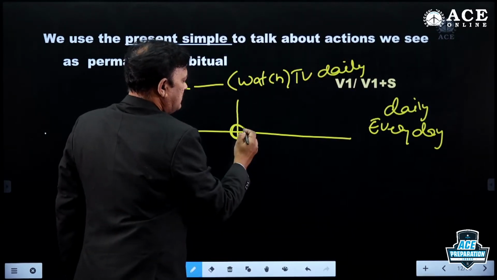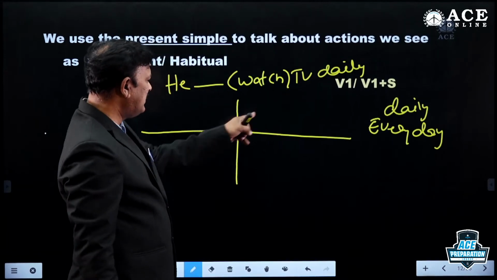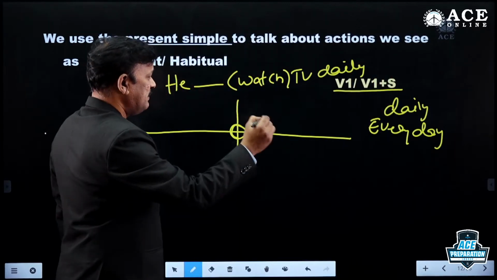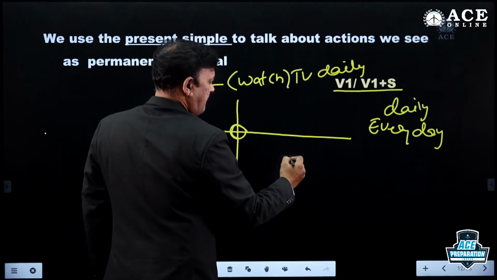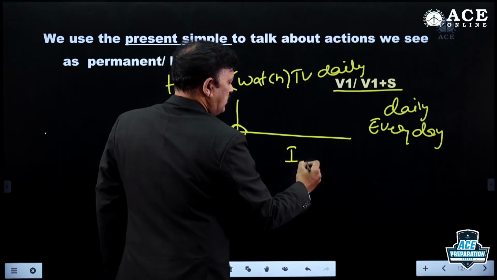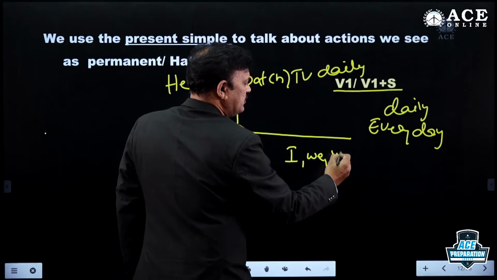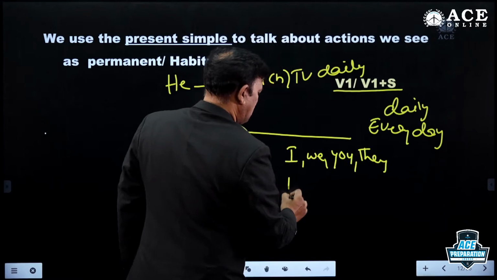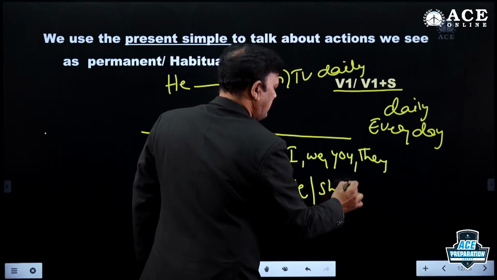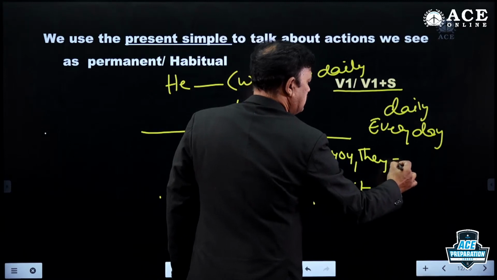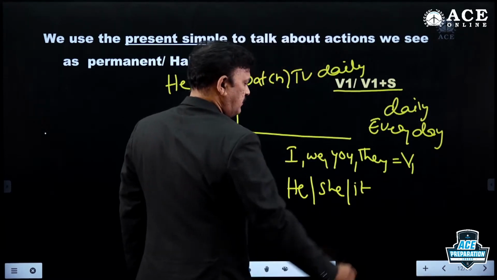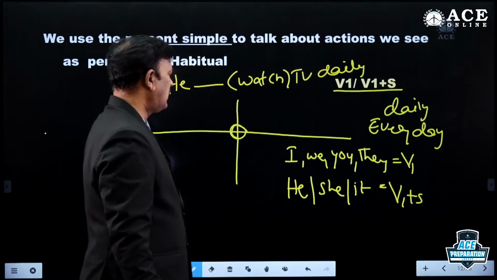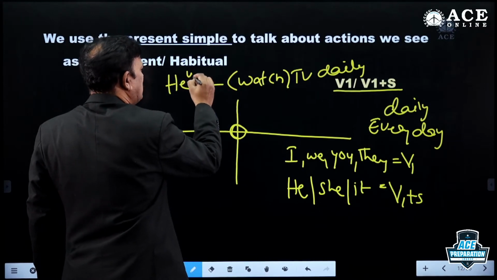Because I have "daily" here, I put this mark here. The moment I know this is a mark, I have this verb form. It depends on the person, the subject: I, we, you, plural also, they, he, she, it. This one takes the V1 form. This one takes the V1 plus S form. So, watches.